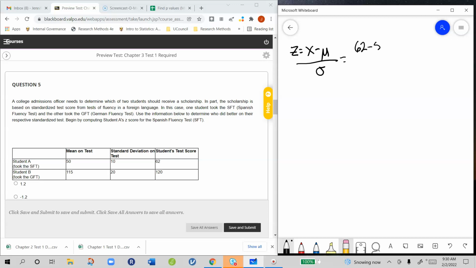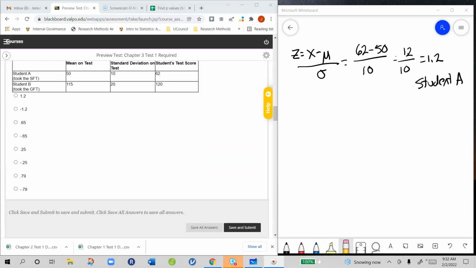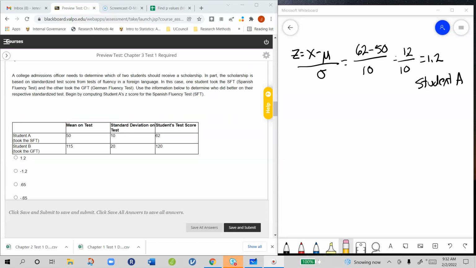The mean on the test was 50, and we're going to divide by 10, right? So we have 12 over 10, which gives us 1.2 as the z-score for student A. So student A is above the mean by 1.2 standard deviations.